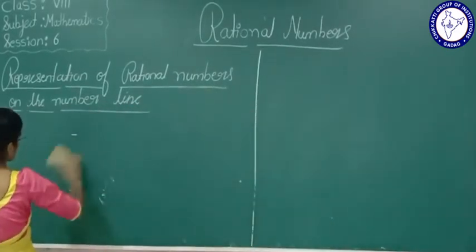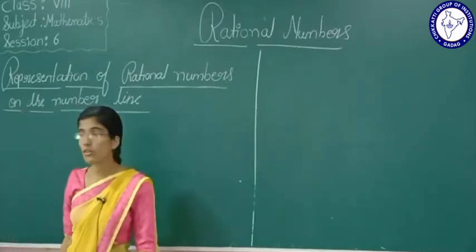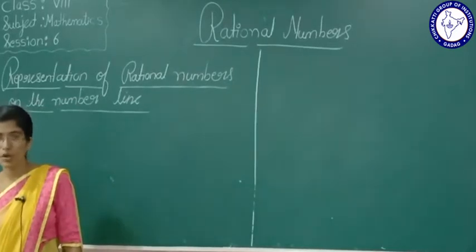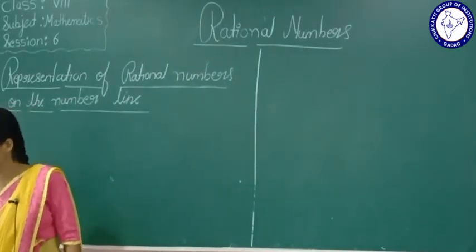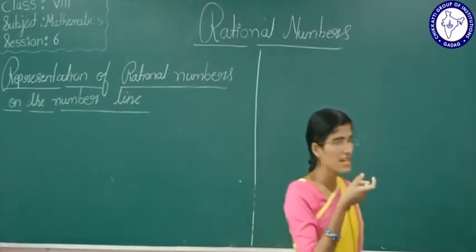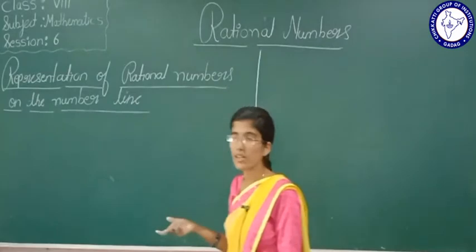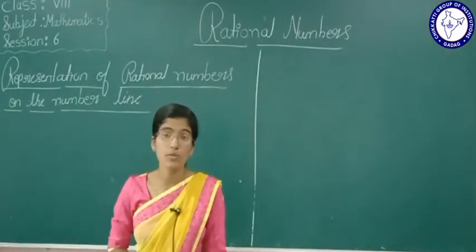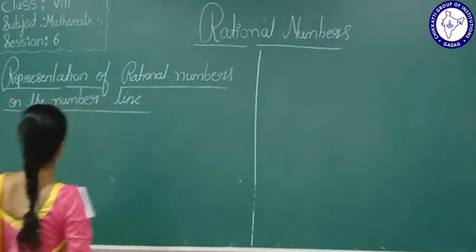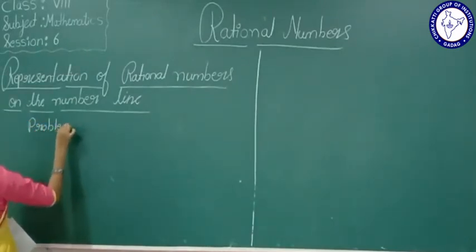You have to remember here, in a rational number, the denominator represents the number of equal parts into which the section has to be divided, and the numerator tells us how many parts we have to consider. Take down problems based on this.